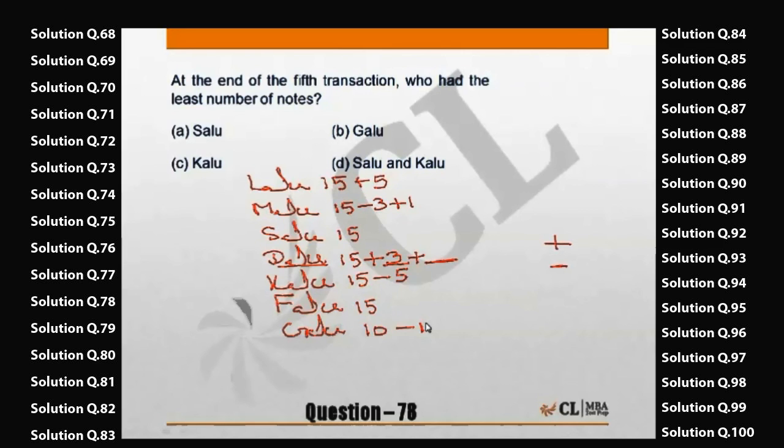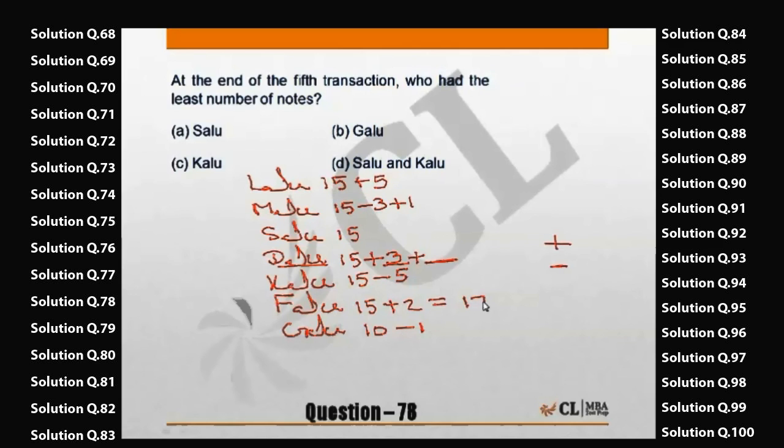The fourth condition is that 2 of them did not give any note and 3 of the others did not receive any. Now this is one condition which we shall come back to later on. Fifth condition is Falu was involved in only one transaction and received 2 notes. It means Falu's final number of notes would be 15 plus 2, 17.